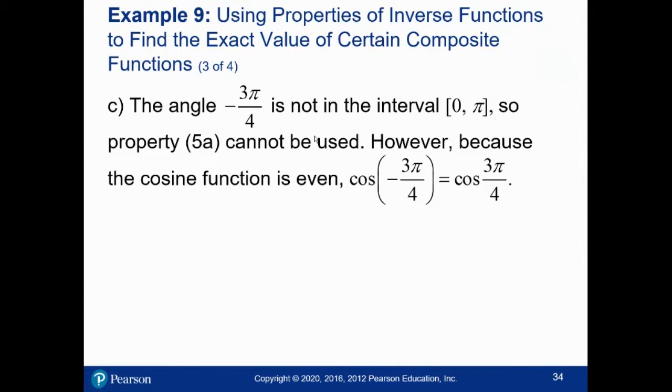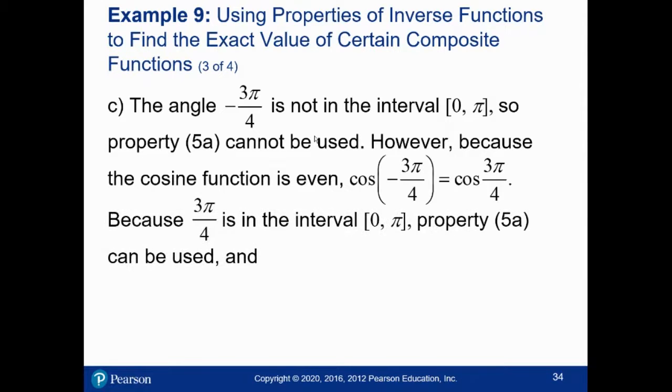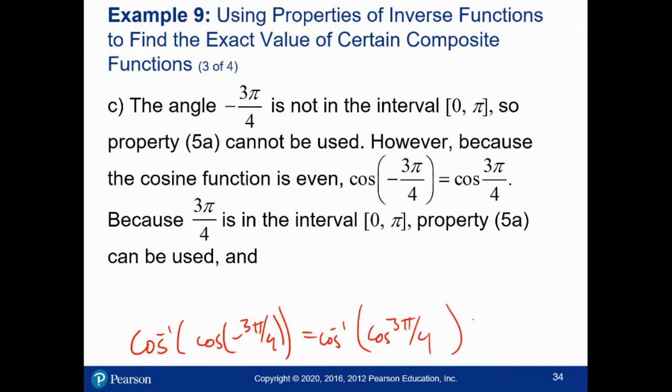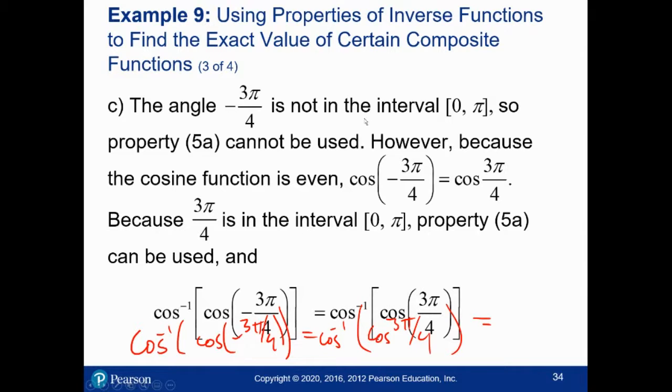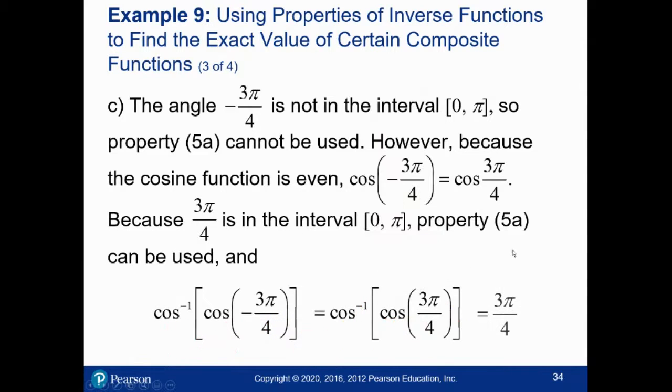For part C, this one takes a little thought because negative 3 pi over 4 is not in the domain of the restricted cosine function. I can still put it into the cosine function, however, and using even properties of cosine, the cosine of negative 3 pi over 4 is the same as the cosine of 3 pi over 4. Forget the arc cosine on the outside, just look at what's inside. Cosine of negative 3 pi over 4 is the same as cosine of 3 pi over 4, and now that's in between 0 and pi. So that's going to be exactly 3 pi over 4.